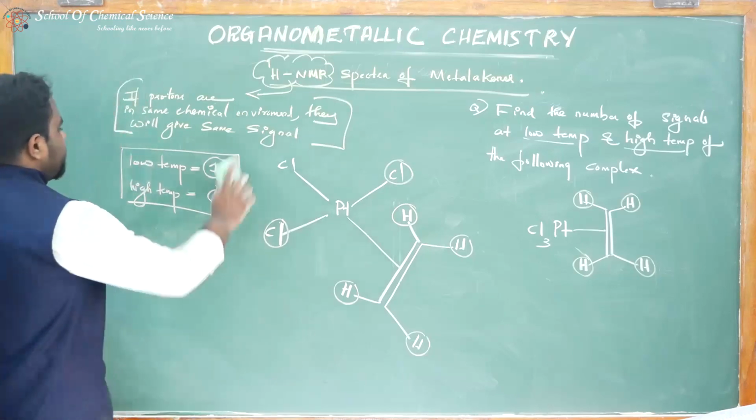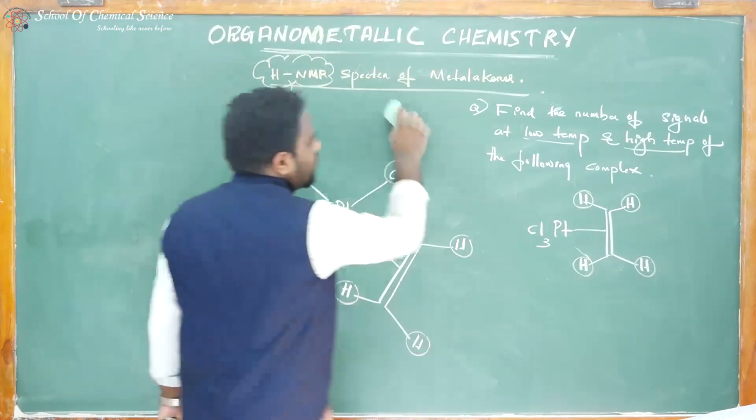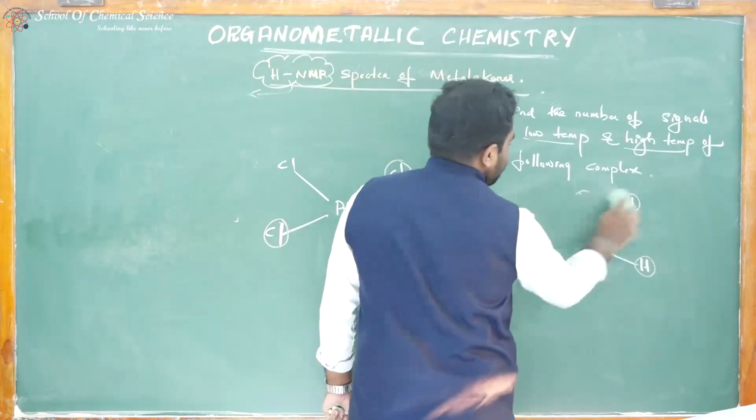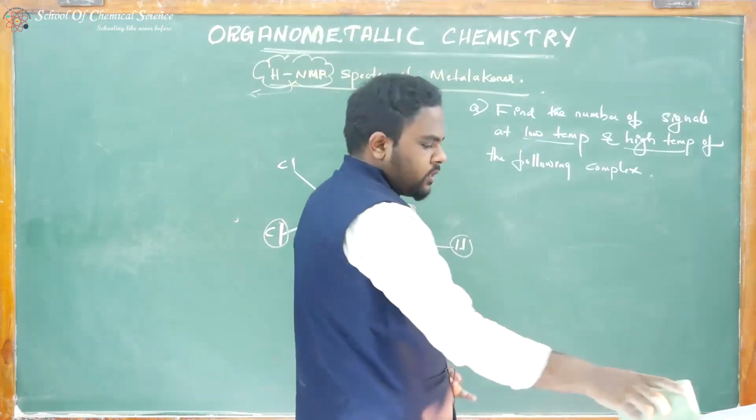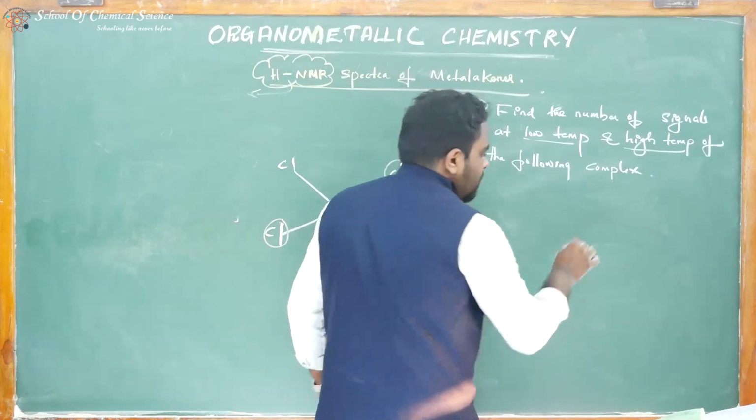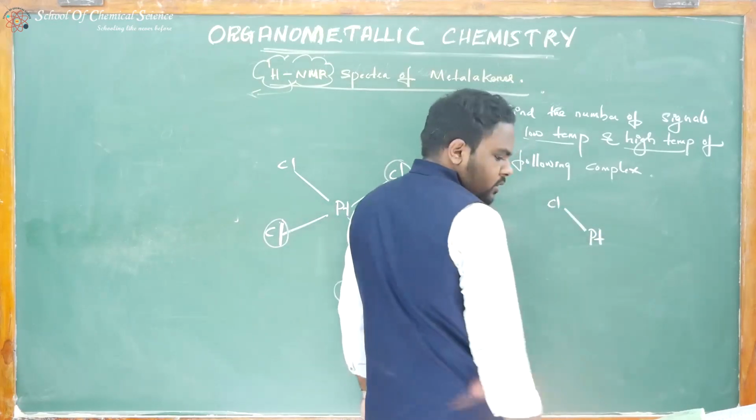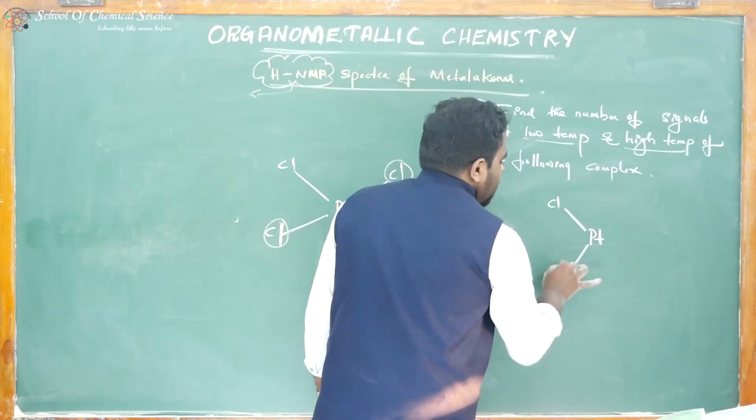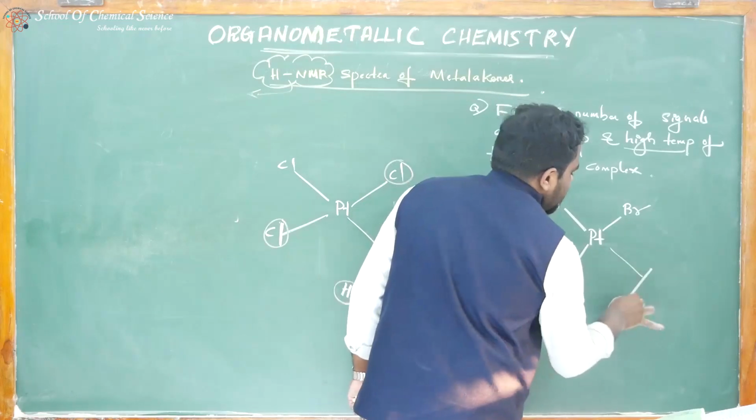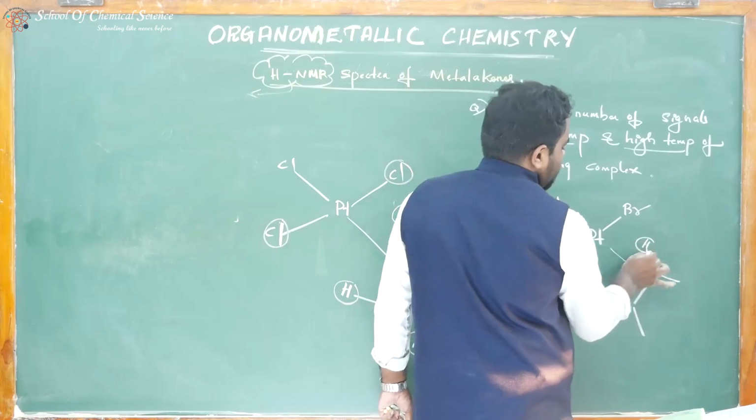Please write the next question. Find the number of signals for the complex. This is the complex Pt. Here chlorine. Here another chlorine. Here bromine. Okay. Here an alkene, and this alkene has 2 hydrogens.